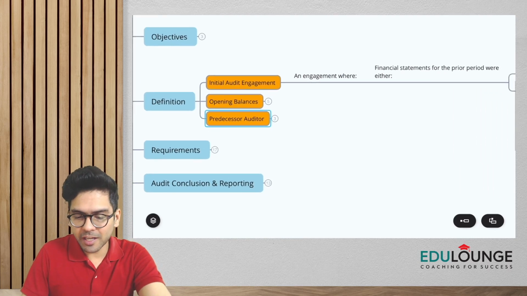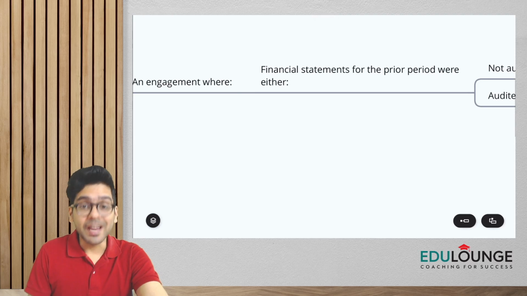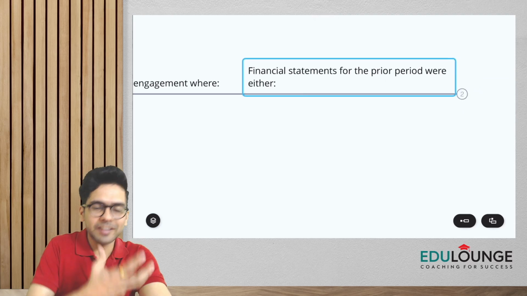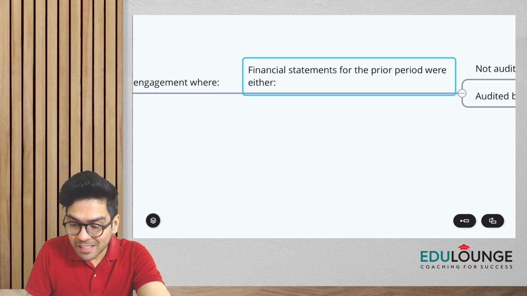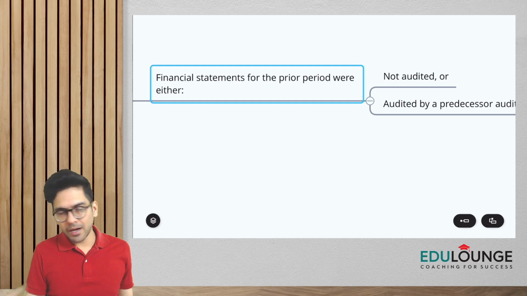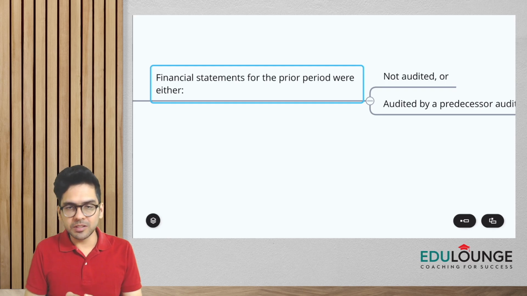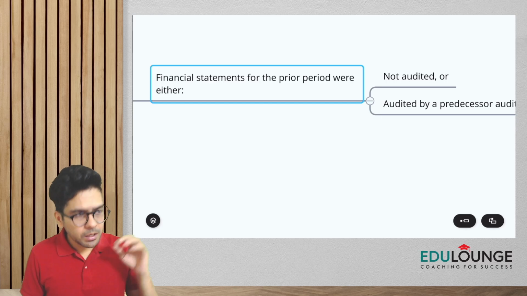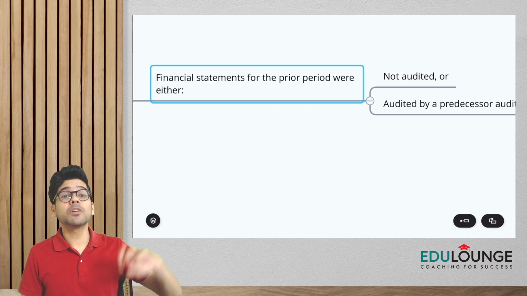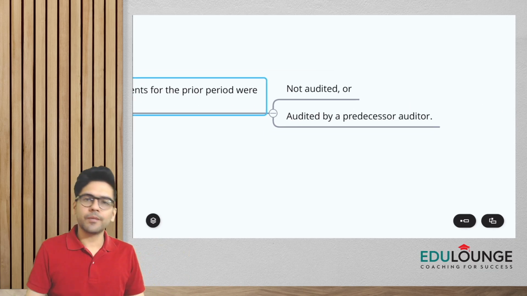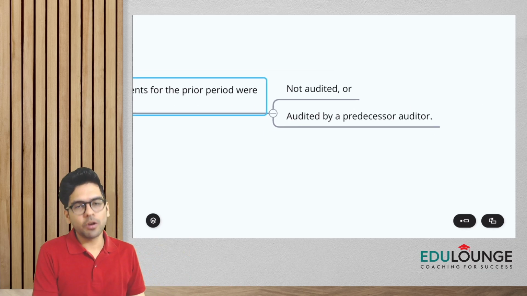So initial audit engagement means an engagement where the financial statements for the prior period, last year, were either not audited. So let's say last year there was no audit, and now I happen to be the auditor of the company for this year, so it's going to be a case of initial audit engagement for me. Or they had an audit last year, but it was done by some other CA firm, a predecessor auditor. So it's going to be an initial audit engagement for me.